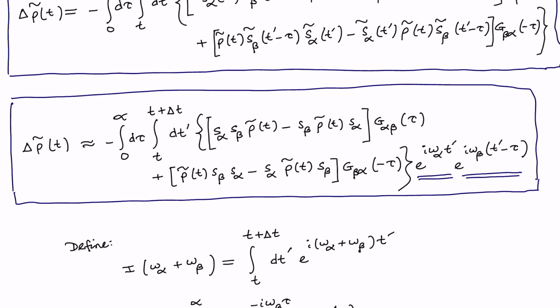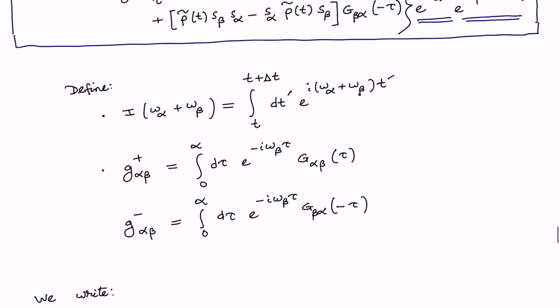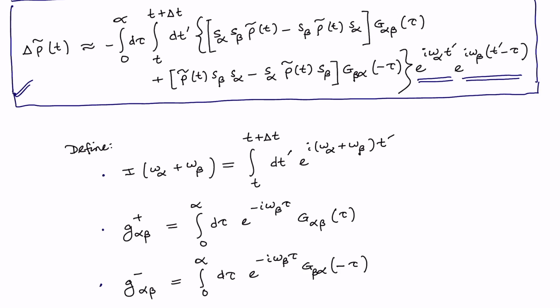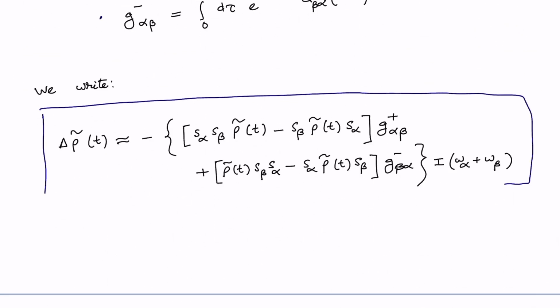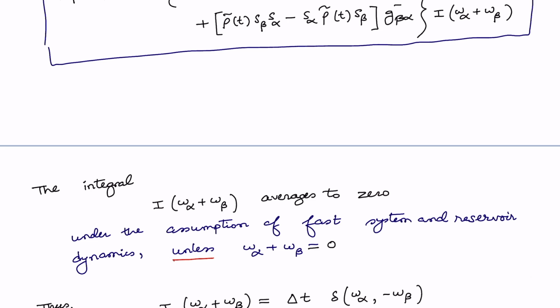Now this expression we can simplify further if we define these three terms. First of all, I define a term i omega alpha plus omega beta like this, and then z alpha beta plus and z alpha beta minus. Then this expression can be simplified, and this is what we are going to get by putting these three terms. And now let us look at this particular term carefully.